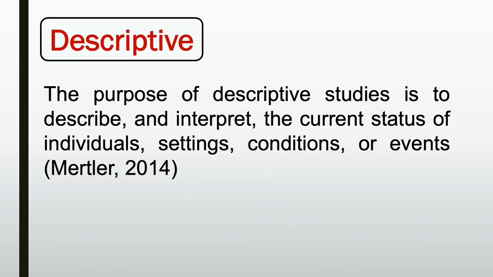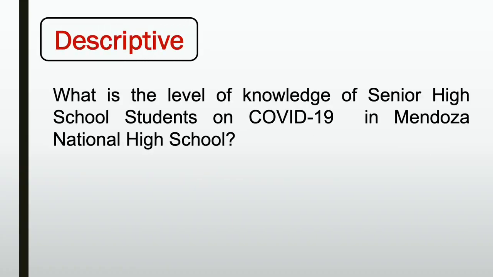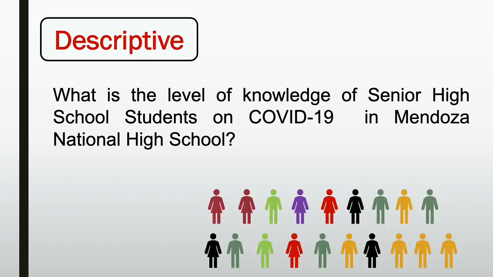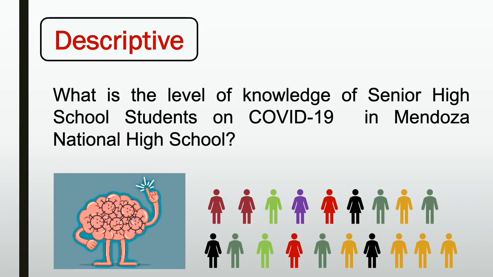What is a descriptive research design? According to Mertler 2014, descriptive research design aims to describe and interpret the current status of individuals, settings, conditions, or events. Example: a researcher is interested in determining the level of knowledge of senior high school students on COVID-19 in Mendoza National High School. Descriptive research design is appropriate to use because the researcher's objective is only to determine the level of knowledge of senior high school students on COVID-19.